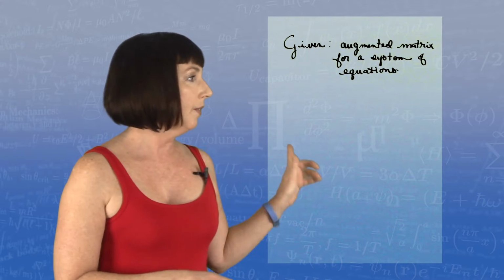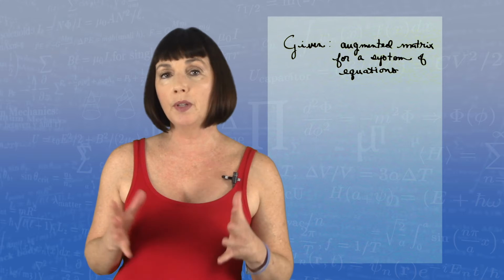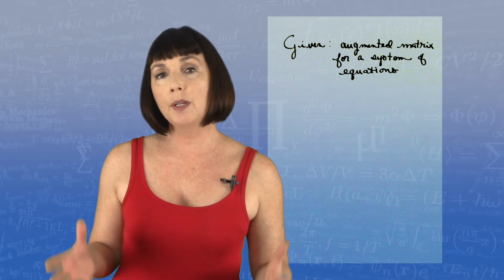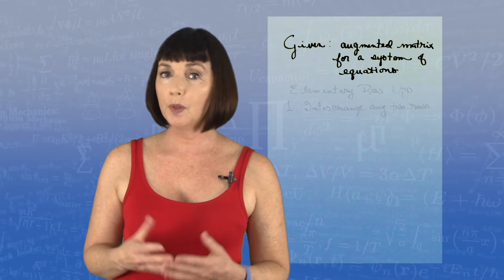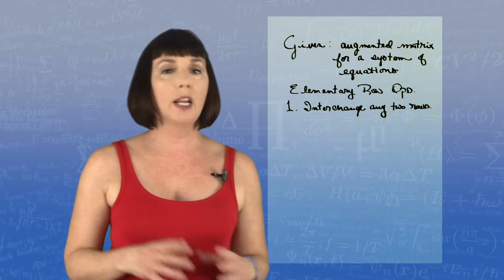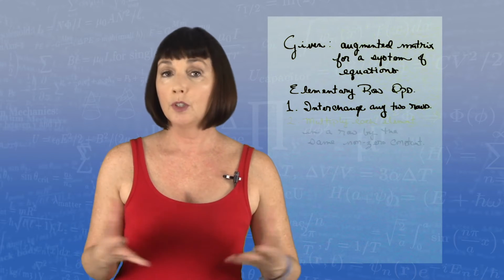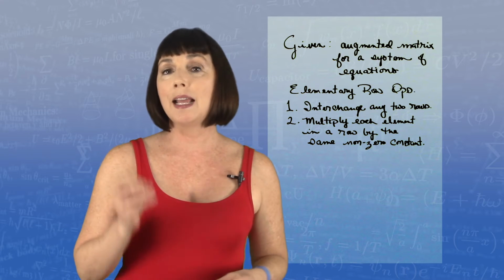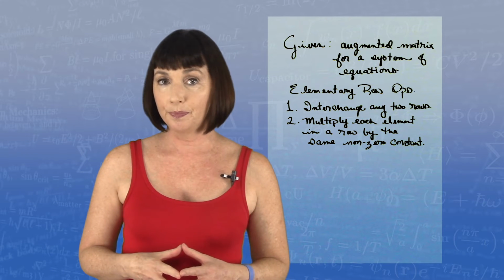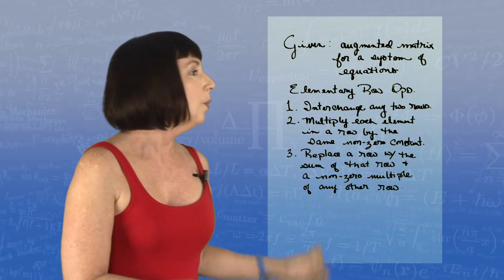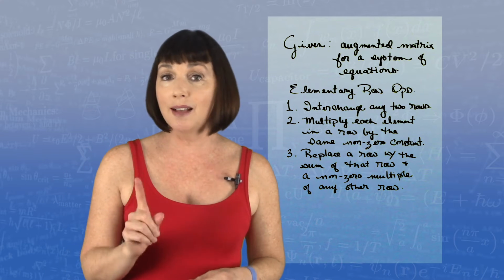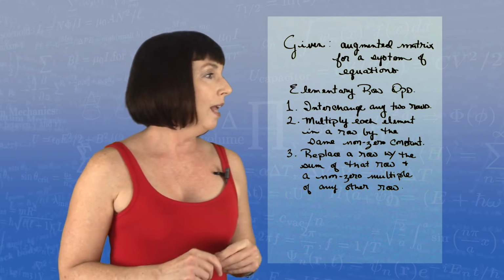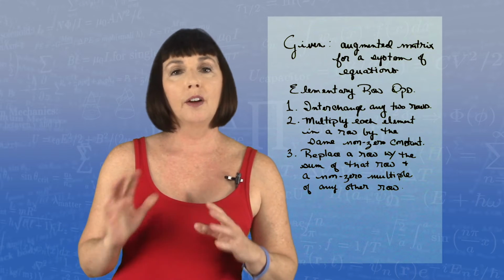So, given an augmented matrix for a system of equations, the elementary row operations are: 1. We can interchange any two rows. 2. We can multiply each element in a row by the same non-zero constant. And 3. We can replace a row with the sum of that row and a non-zero multiple of any other row.